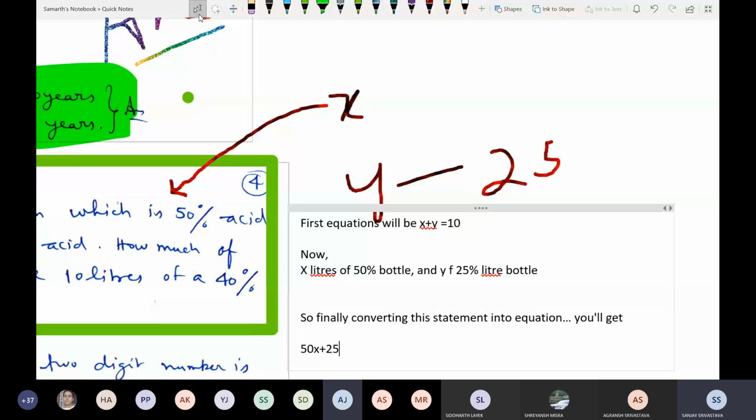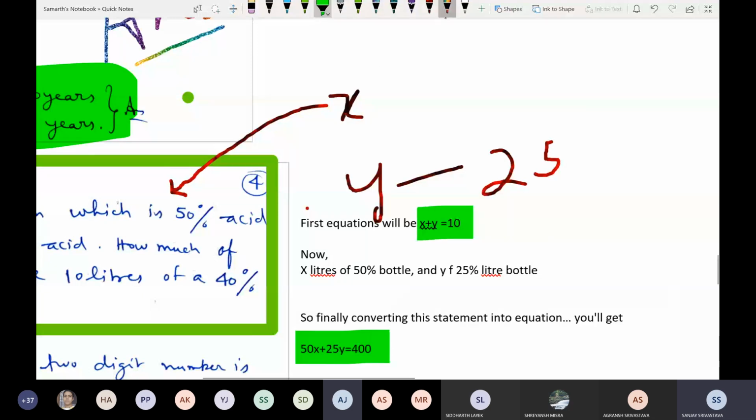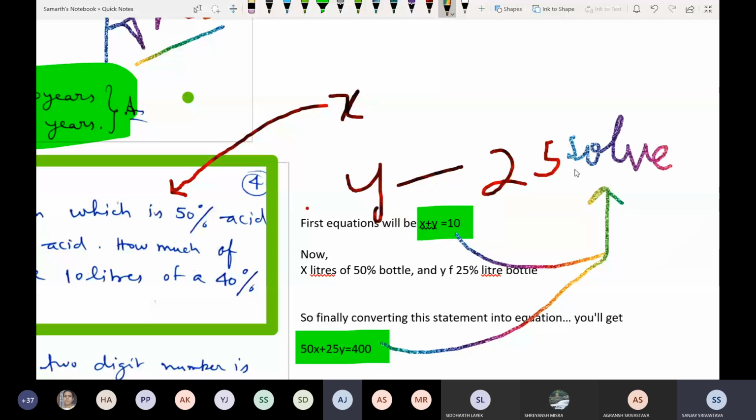So 50x plus 25y is equal to 400. If you want to simplify further, suppose I cancel by 25 on both sides, all the terms. 25 twos are 50, so you will get 2x, 25 ones are 25, so you will get y, and 25 sixteens are 400 on the right hand side. So 2x plus y is equal to 16, you will get as the second equation.